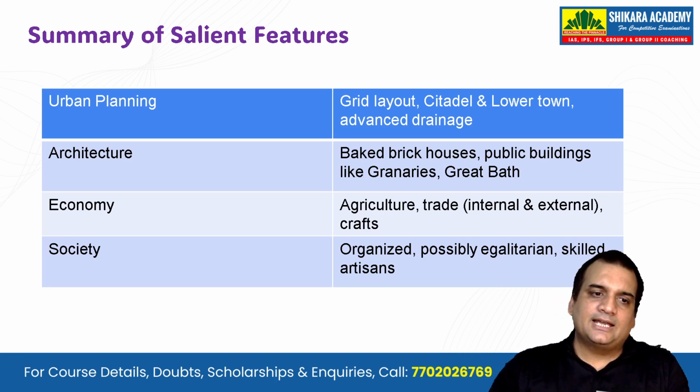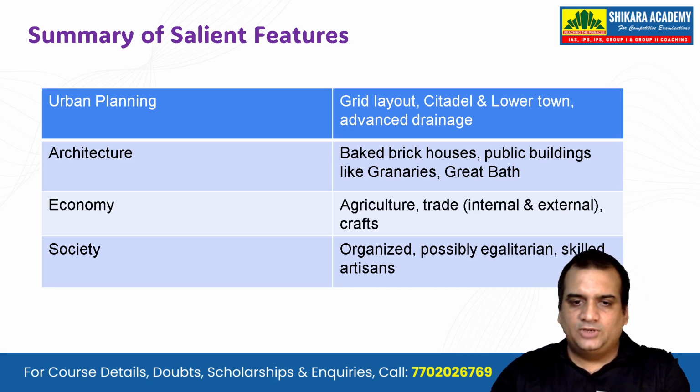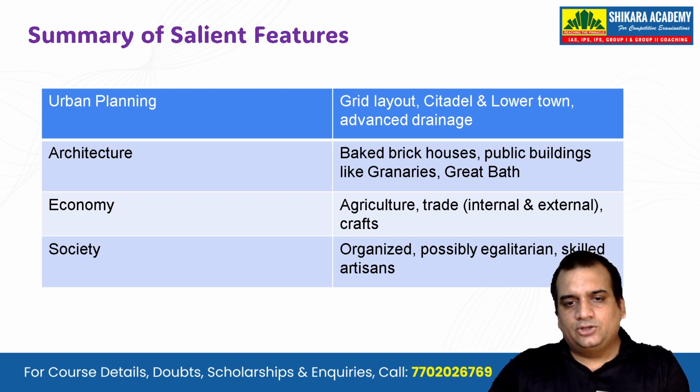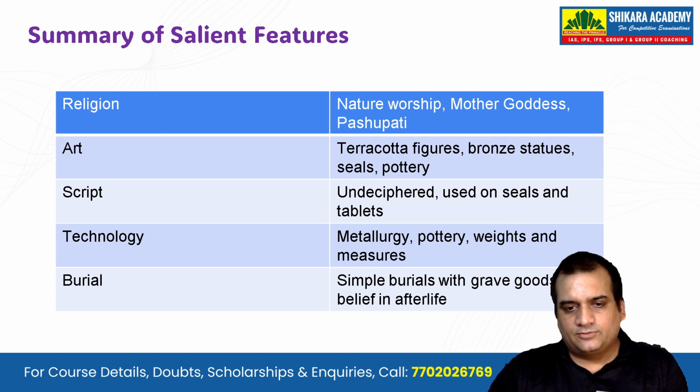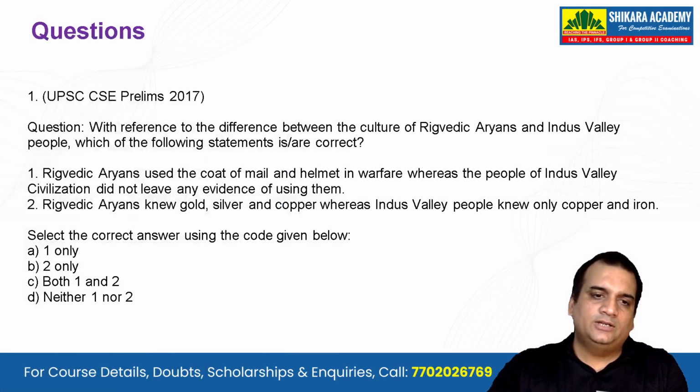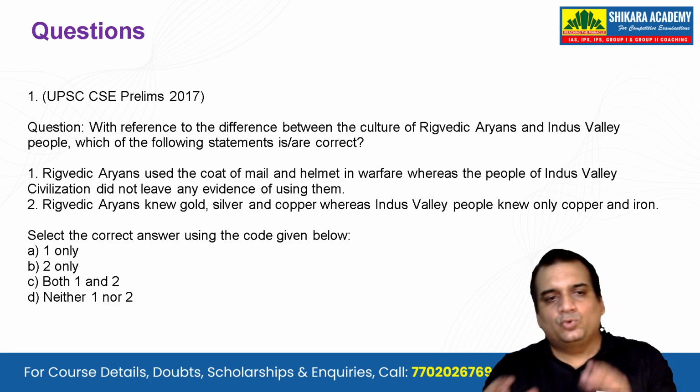So we have seen, guys, the urban planning, the architecture, the economy and society, it was very good. And with that, we have seen religion, art, script, technology, burial, and what was very specific, we have seen all those points. And with that, we have come to a question.